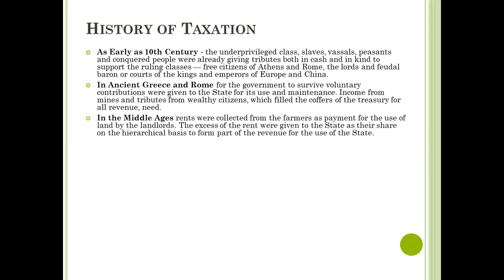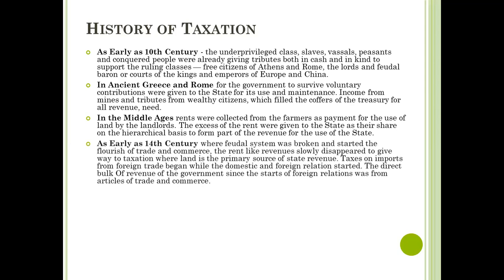Noong Middle Ages, rents were collected from the farmers as payment for the use of the land by landlords. The excess of the rent was given to the state as their share on a hierarchical basis to form part of the revenue for the use of the state.